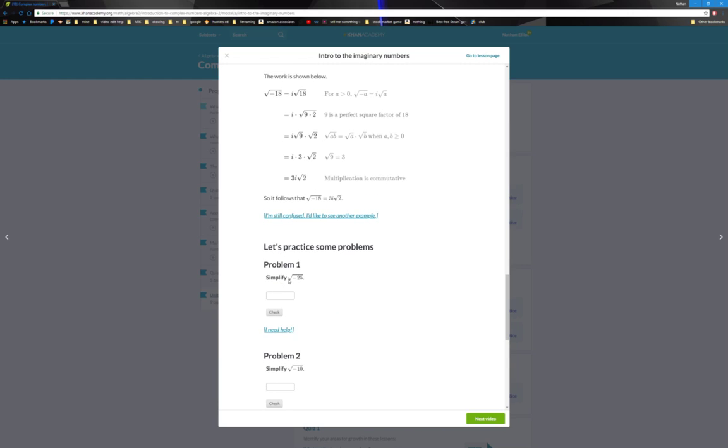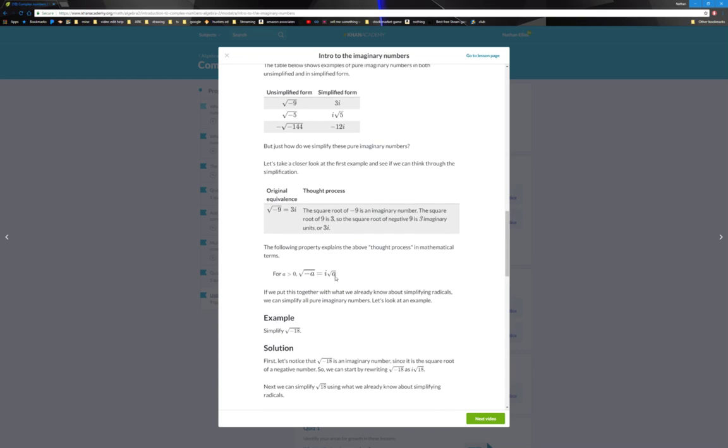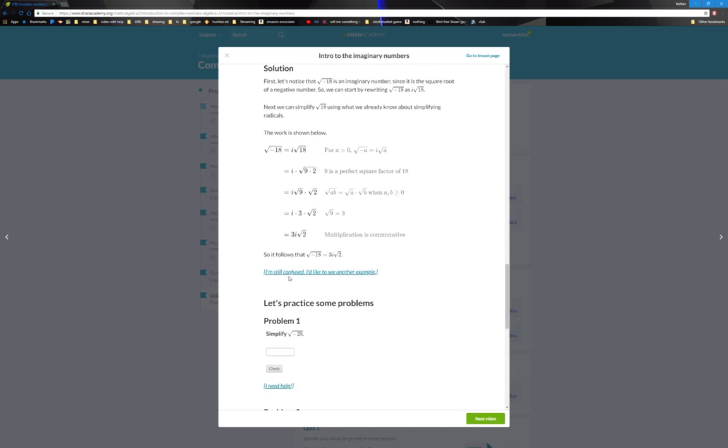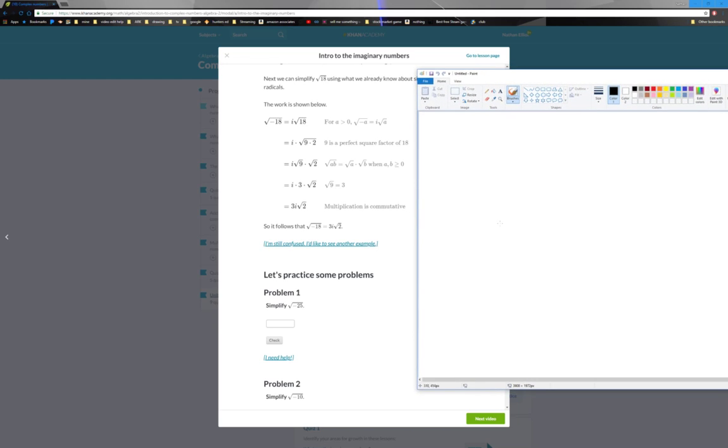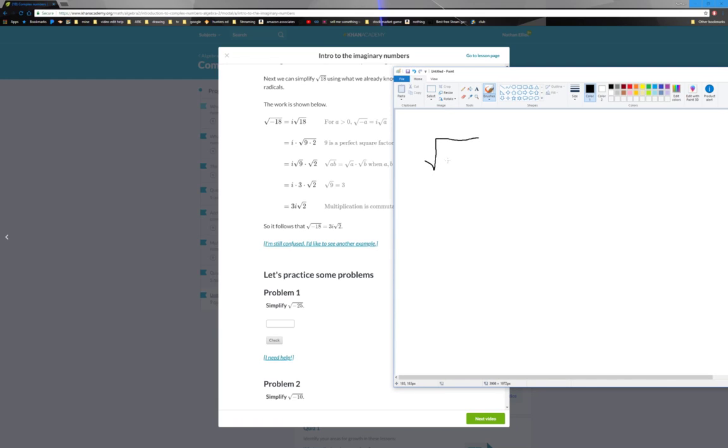So we're going to do some practice problems now. Simplify the square root of negative 25. Well, we know that a, which would be this number in here, 25, is greater than 0. So 25 is greater than 0, so the square root of negative 25 equals i times the square root of 25.